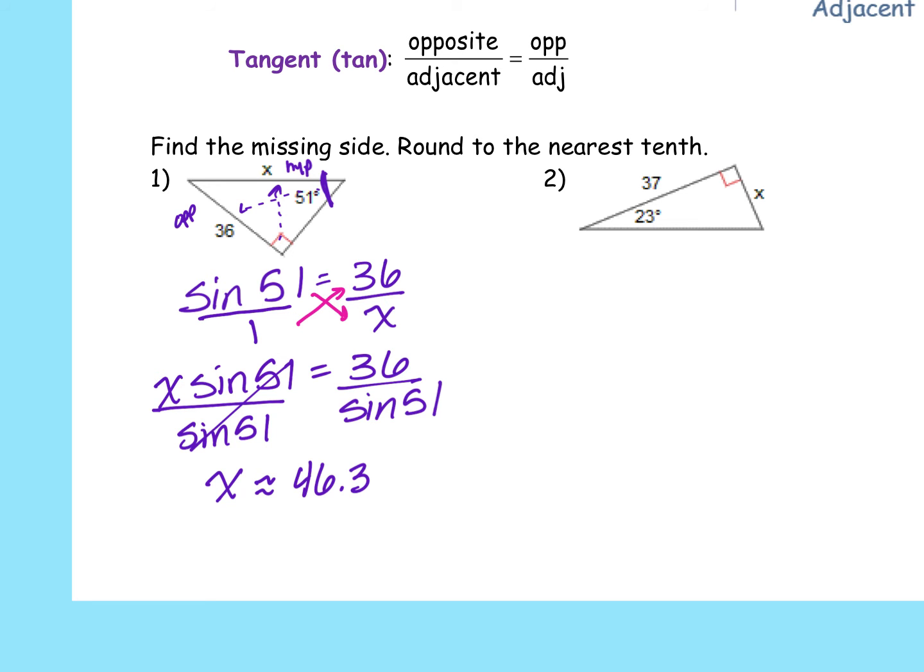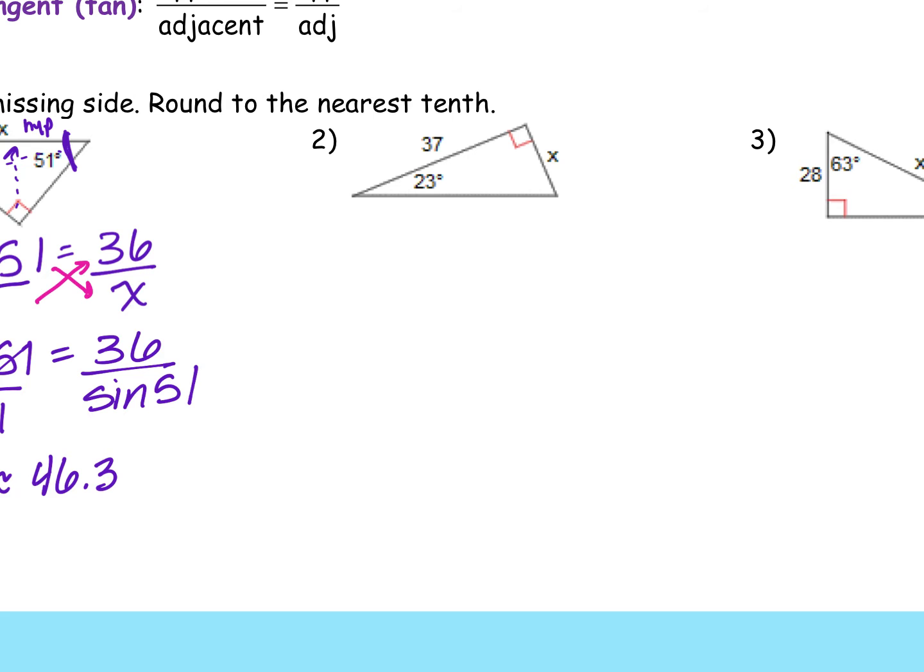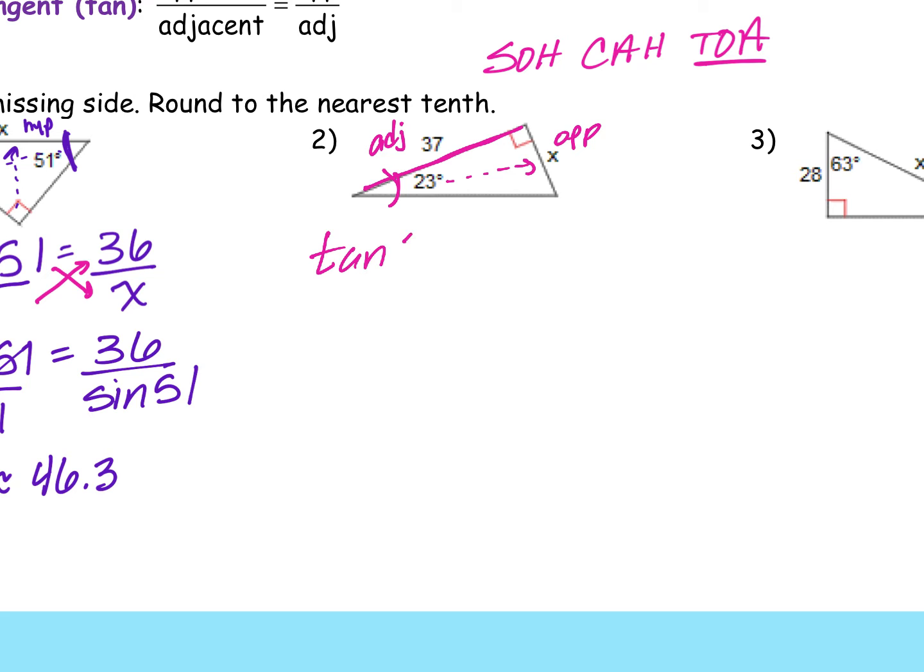Okay, so number 2, again, I'm going to find my angle. I don't have the hypotenuse this time, but I have the side adjacent right here, and I have the side opposite. So if I'm using SOHCAHTOA, I have adjacent and opposite, which is right here. So that's TOA. So that means tangent of 23 is going to equal opposite over adjacent.